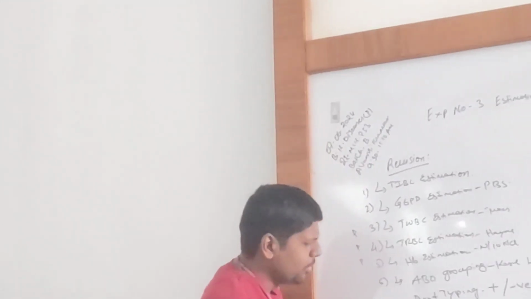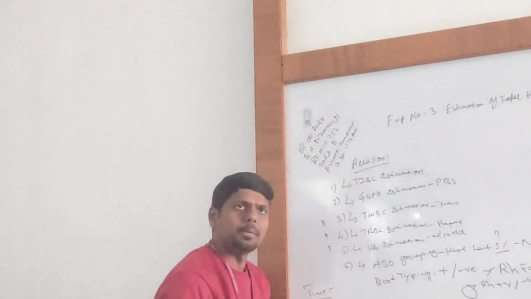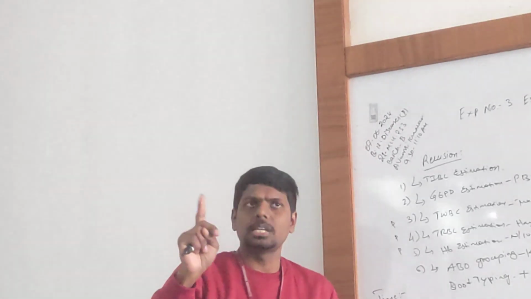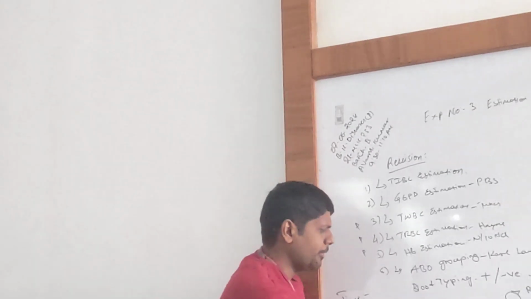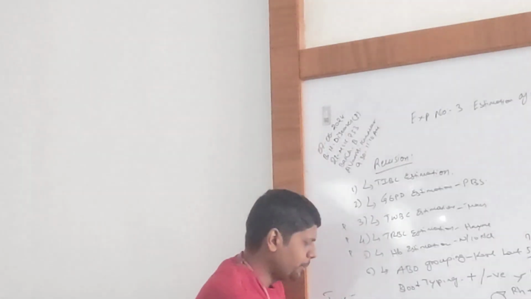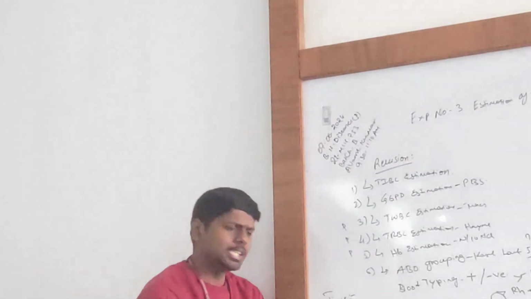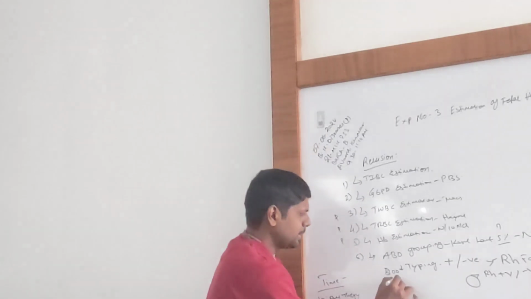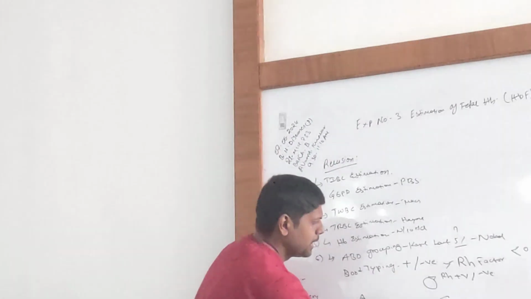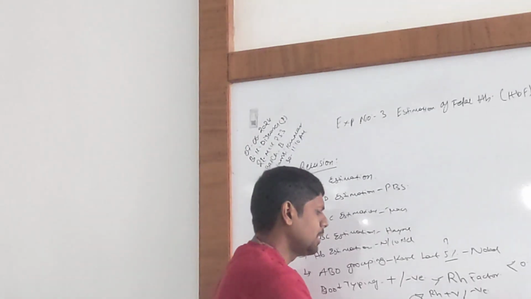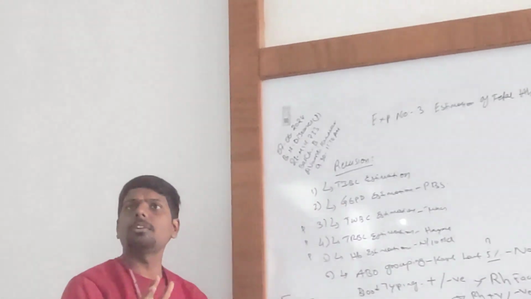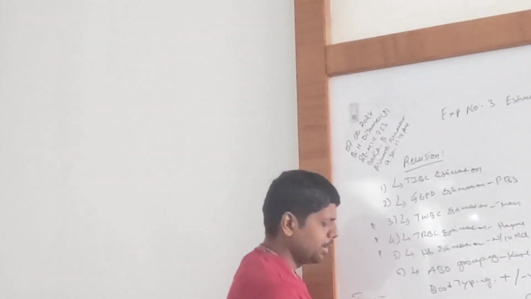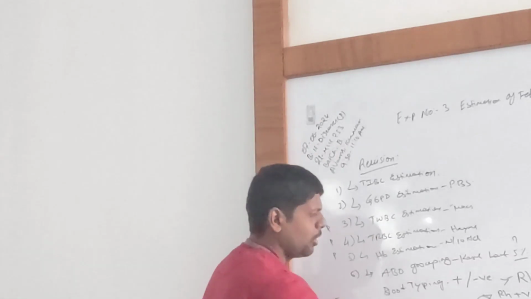Red blood cells have two types of antigens. What are those? RBC might have A antigen, or it might have B antigen. Some RBCs might have both A antigen and B antigen. Some RBCs might not have both A and B. These are the four types of groups. What are the groups? A group, B group, AB group, and O group.